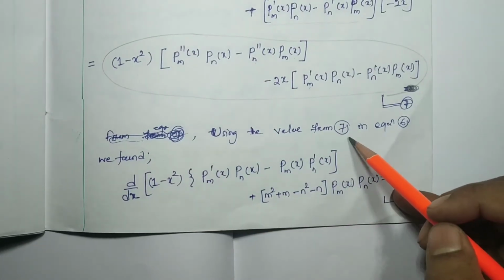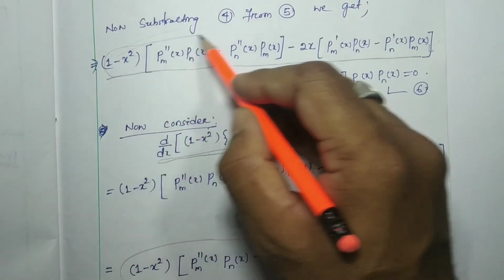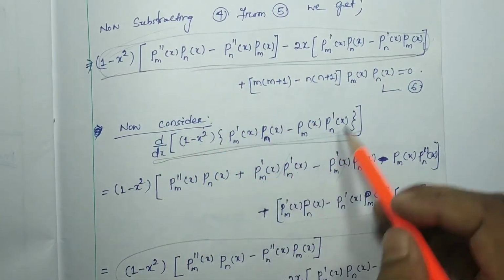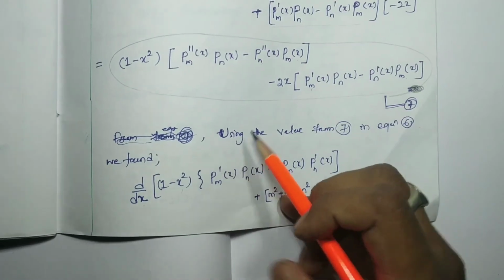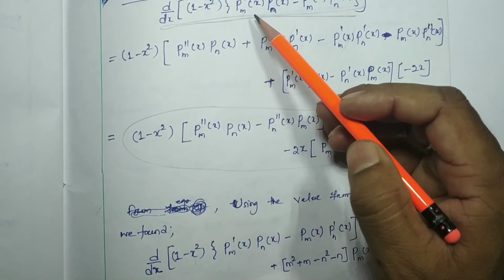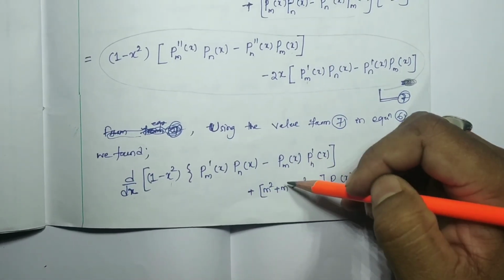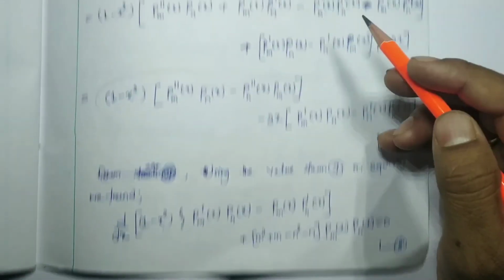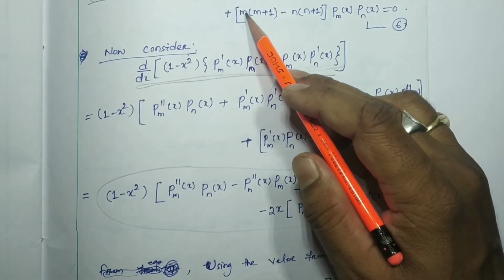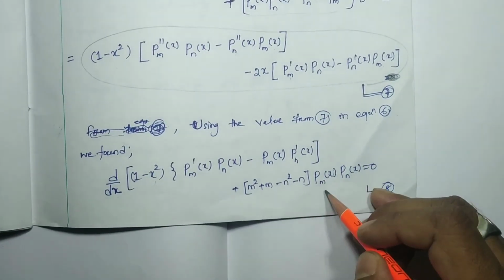So using the value of 7 in equation number 6, what are we going to get? So d by dx of, instead of this I am going to put this one. So d by dx of 1 minus x square, it will be pm dash x pnx minus pmx pn dash x, plus this I just multiplied. This will be m square plus m minus n square minus n, times pm x pn x, equal to 0. Let this be your equation number 8.